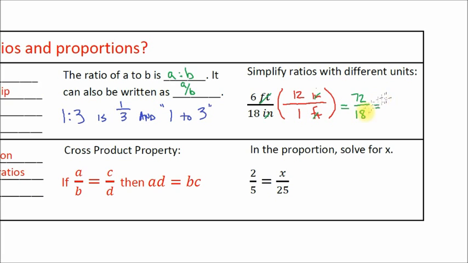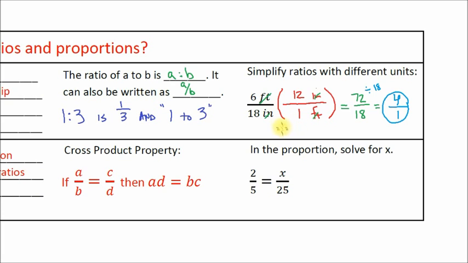And if I check with your calculator, you're going to find out that actually 18 goes into 72. That means we can divide the top and the bottom of this fraction by 18. 72 divided by 18 is 4. 18 divided by 18 is 1. And here is our final simplified ratio. So the actual ratio of 6 feet over 18 inches is actually 4 to 1. It's not 1 to 3 like we first thought in the beginning.